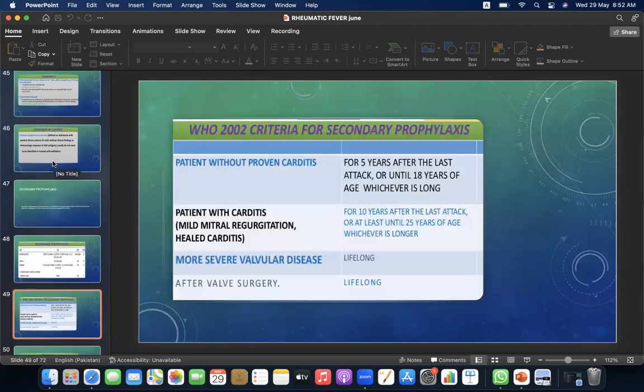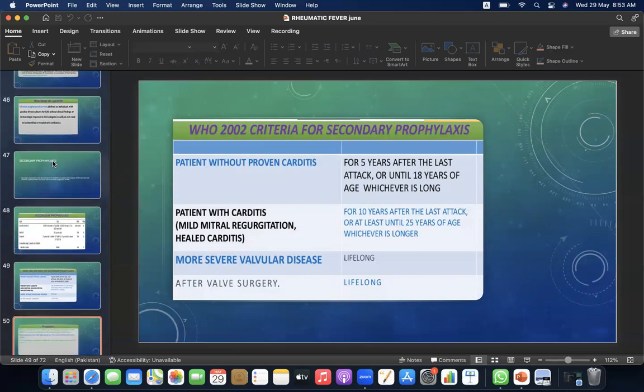The WHO criteria for secondary prophylaxis: for a patient without carditis, 5 years after the last attack or until 18 years of age. For a patient with carditis, 10 years after the last attack or at least until 25 years of age. For more severe valvular disease, lifelong. After valve surgery, the prophylaxis will be lifelong.